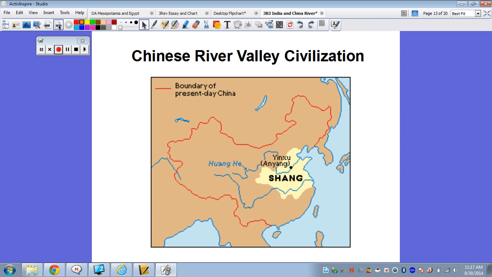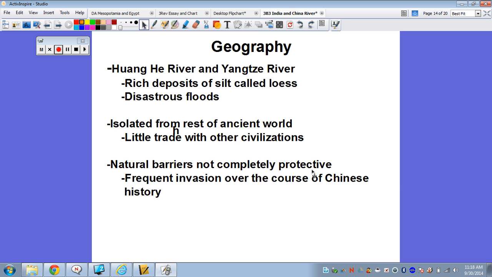So moving on to China, Chinese River Valley civilization. The Chinese are going to be located in the Huanghe River Valley, also known as the Yellow River. And then that river down here on the bottom is also the Yangtze. It's called the Yangtze River. So those are the two big rivers in China, the Huanghe River and the Yangtze.